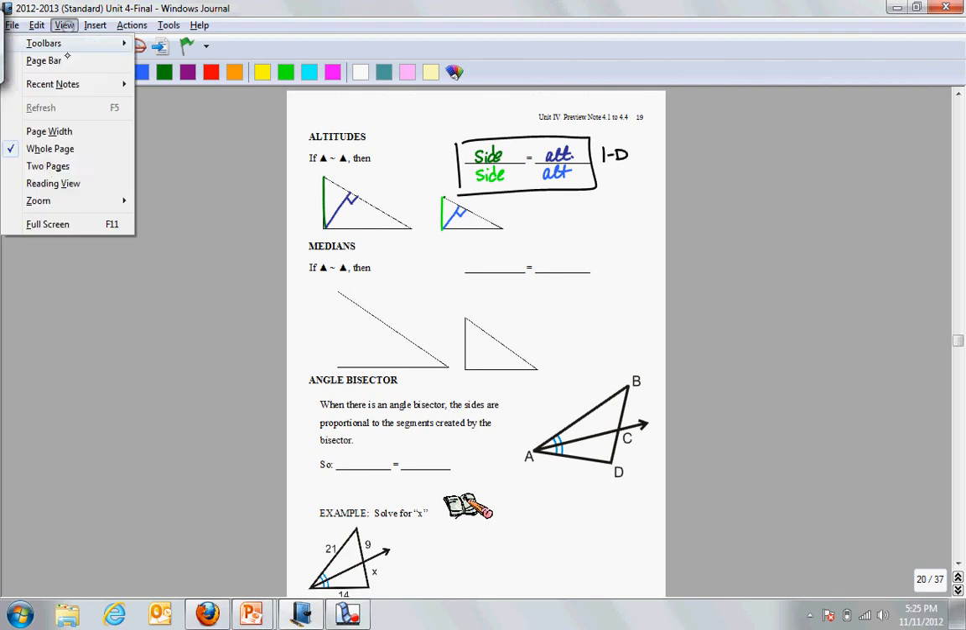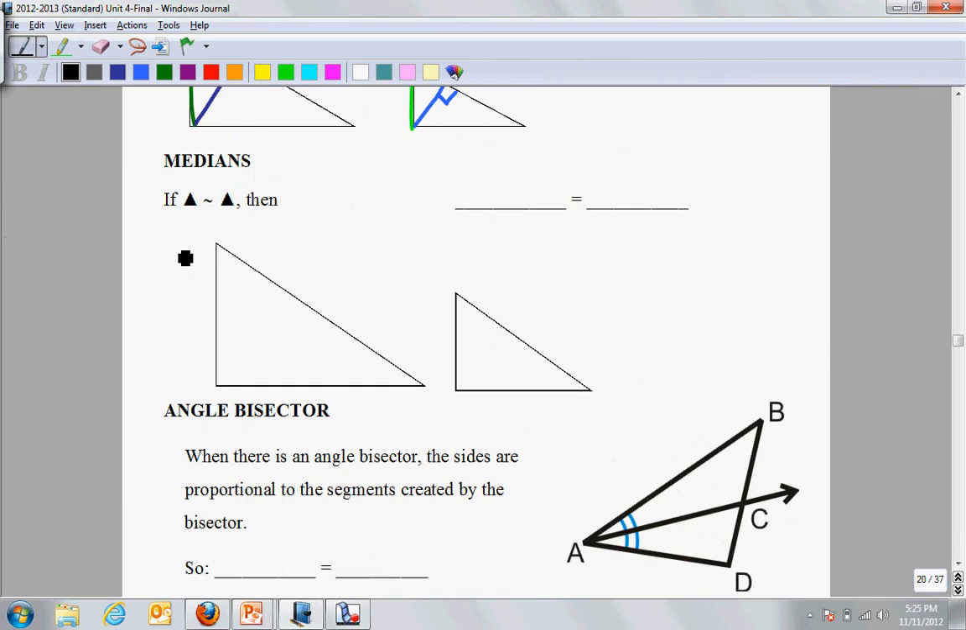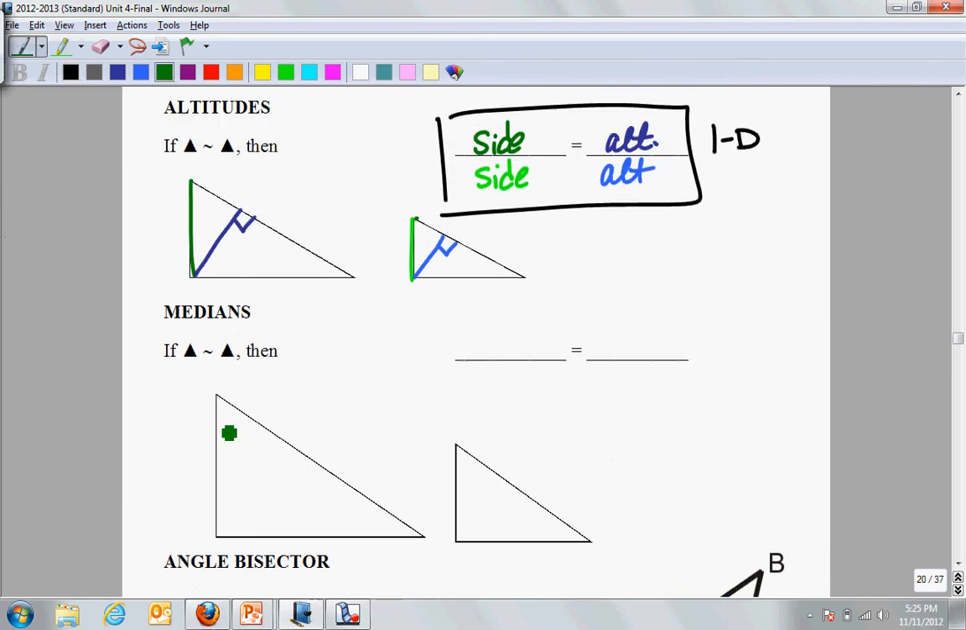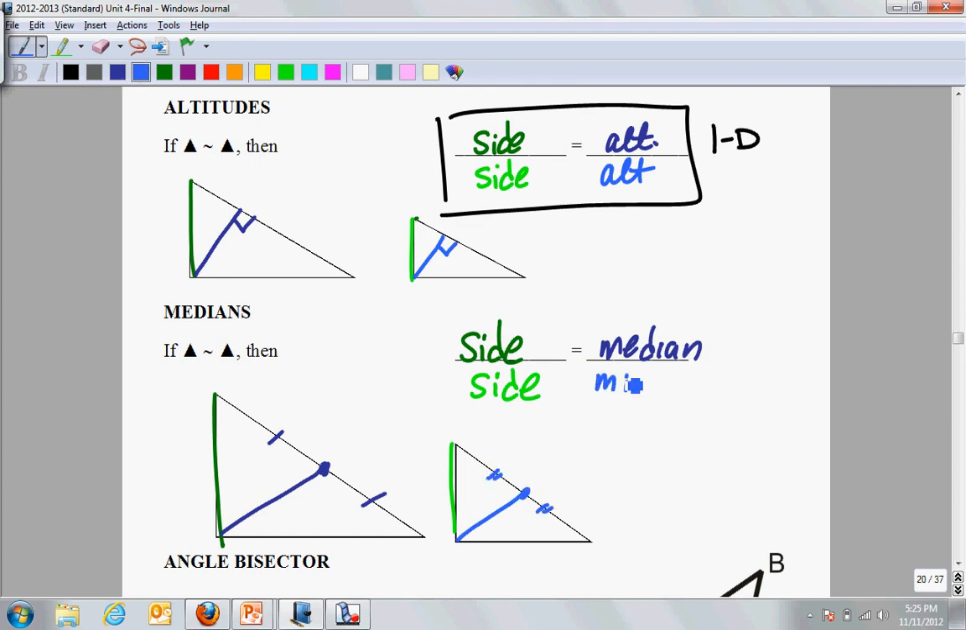Same thing with medians. In a median, the side over the side equals median over median. Remember, the side over side also has another name. That's called scale factor. So the ratio of the sides is the same as the ratio of the altitudes. Ratio of the median, same as the ratio of the sides as well.